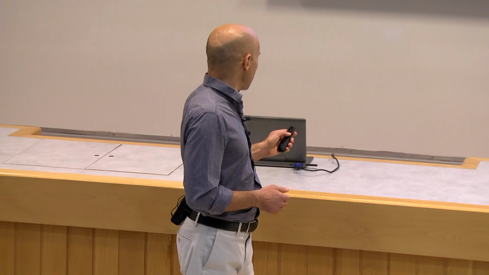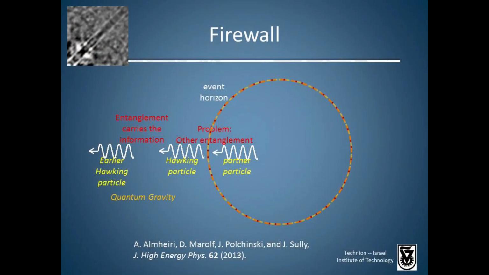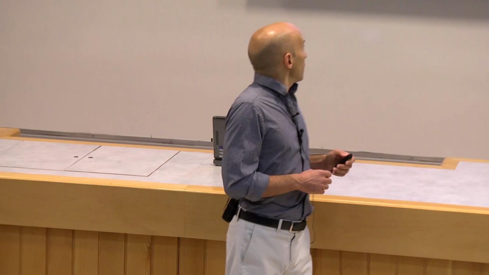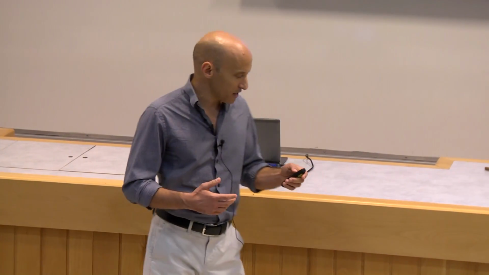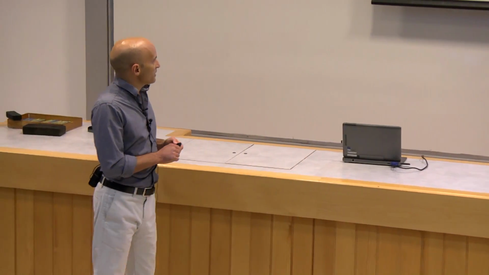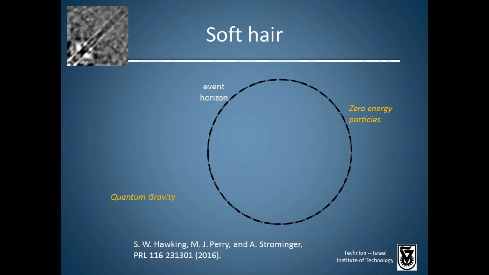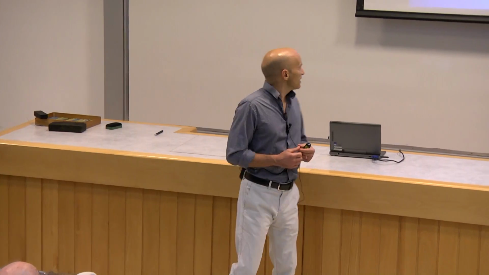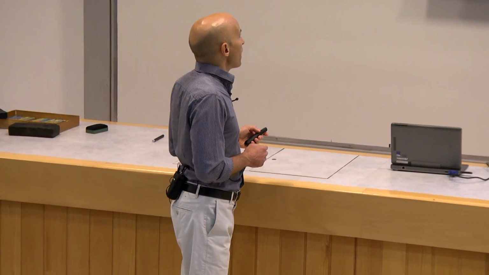One solution to this problem of disentanglement is what's called the firewall. The firewall is the recently proposed, controversial idea that the event horizon has a firewall which breaks the entanglement between the partners and the Hawking radiation. In other words, the entanglement is broken, and that releases a lot of energy. So there's incredible amounts of energy here at the horizon of a black hole. Another possibility, proposed this year by Hawking and company, is the idea of soft hair, that the black hole has degrees of freedom, soft hair on the surface, on the event horizon, and these are zero energy particles, but they can carry the information. And this also falls under the field of quantum gravity.